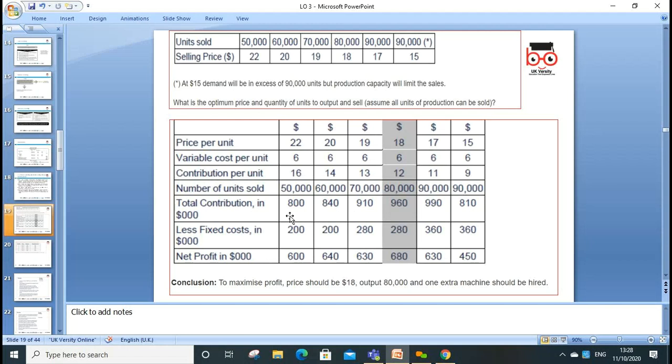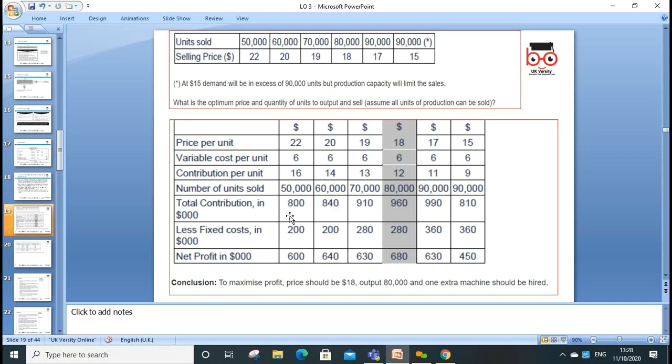So for each unit, we have a variable cost and a price per unit, and the selling price minus variable cost gives me the contribution, and then times the number of units you sold. So you can find what the total contribution will be. If you do 16 times, yes, you need to make sure we do the contribution in pounds, which we can calculate, and then that's 800,000, 840,000, 940,000, 960,000.